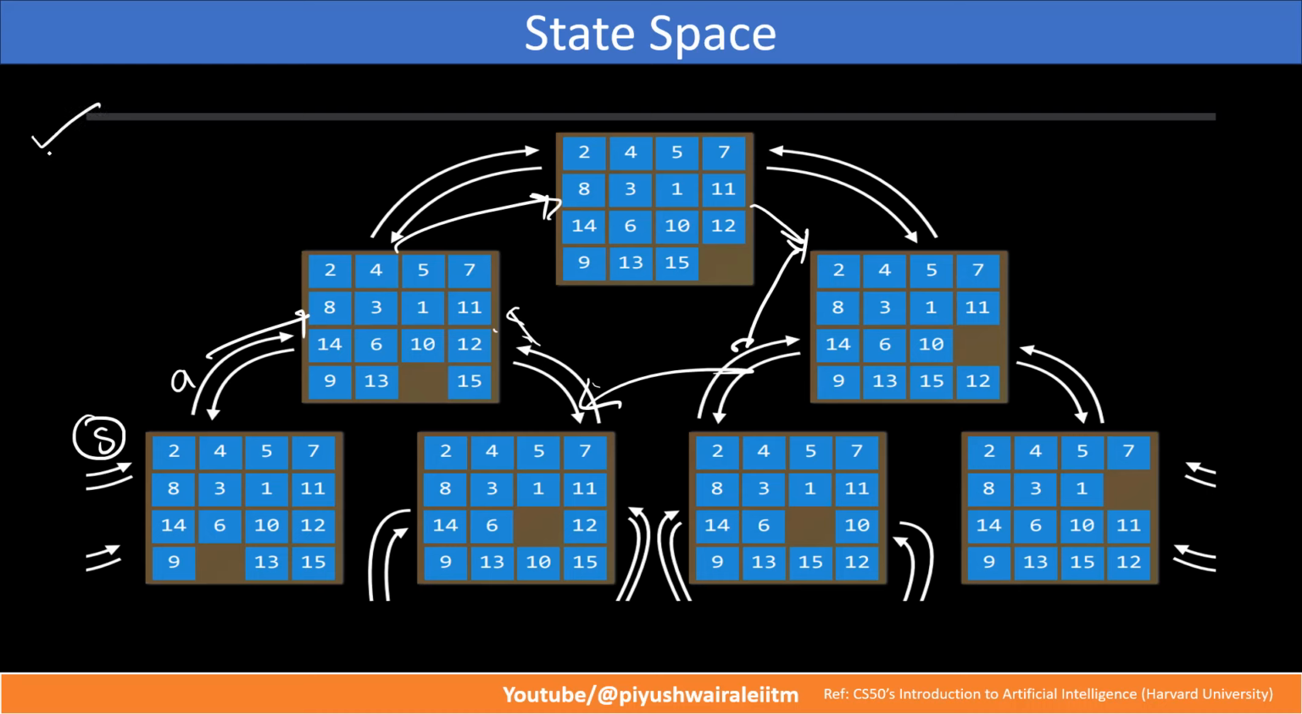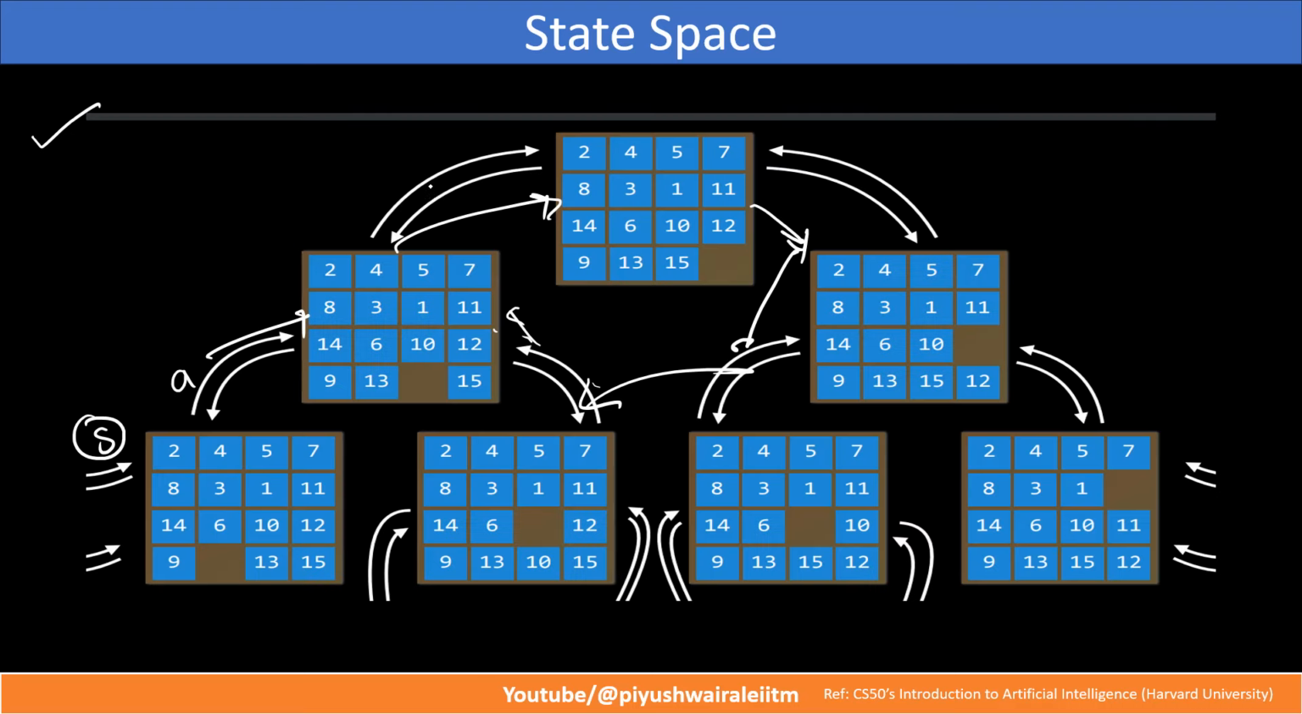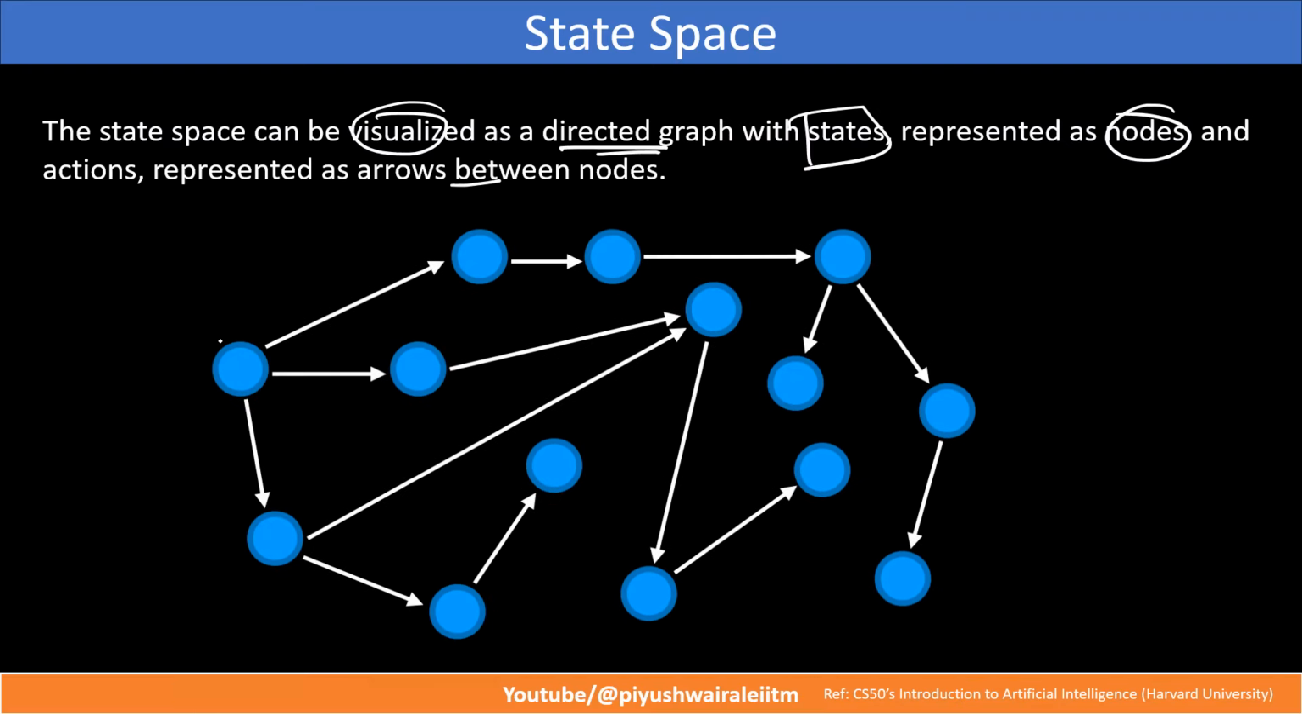Now what I'm going to do is convert this particular problem into a graphical model. So now the state space can be visualized as a directed graph with the states represented as nodes and actions represented as arrows between nodes. So these will be my nodes and these actions will be my arrows. This is my state. This is an action. Once I perform this action on this particular state, I am getting a new state here.